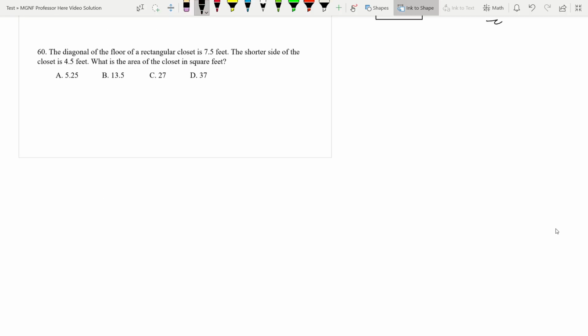Question number 60. The diagonal of the floor of a rectangular closet is 7.5 feet. The shorter side of the closet is 4.5. Okay, suppose this side is 4.5 and the diagonal is 7.5. I'm guessing that we have to find the area of the floor of the closet, which means we have to find out this side.